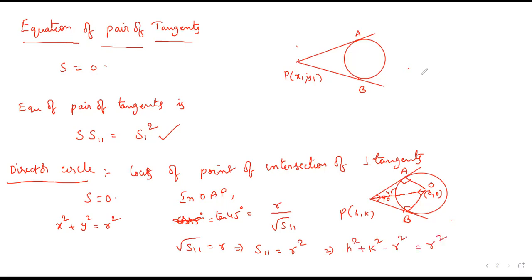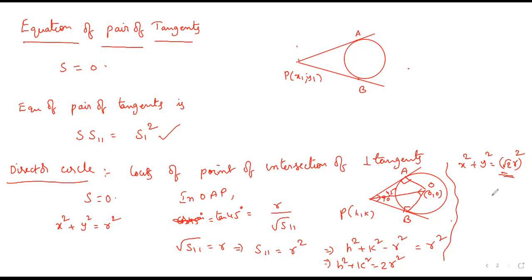So this implies h square plus k square equals 2R square. So the locus of the point h, k, by substituting h, k by x, y, is x square plus y square equals 2R square. 2R square you can write as root 2 R whole square. So the locus is also a circle, and of course it is a concentric circle with the same center. But what is the radius of the director circle? Root 2 times the radius of the first circle. So this is the director circle.